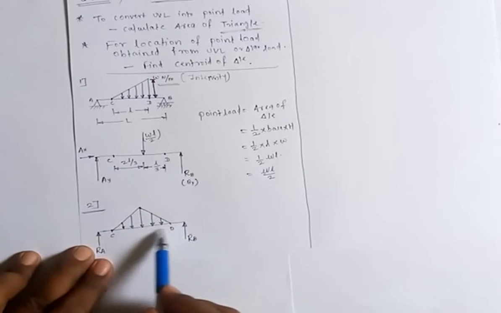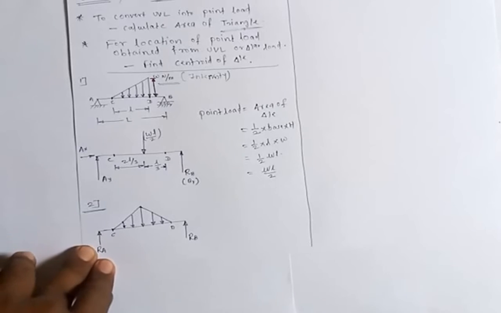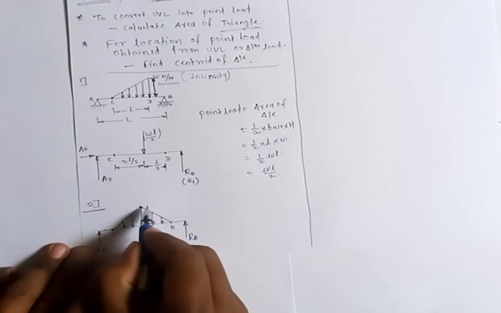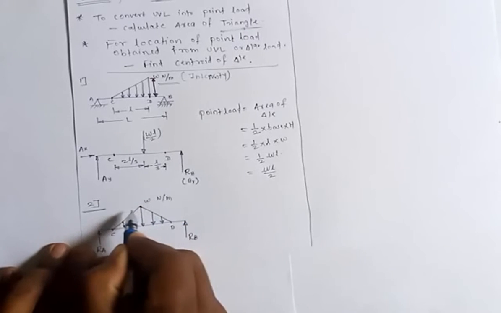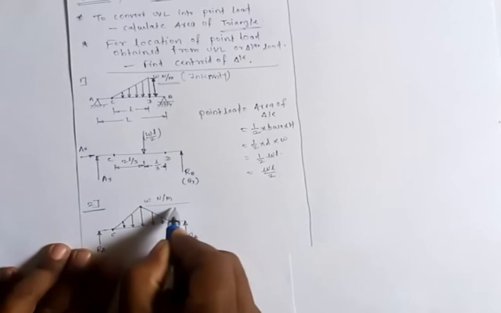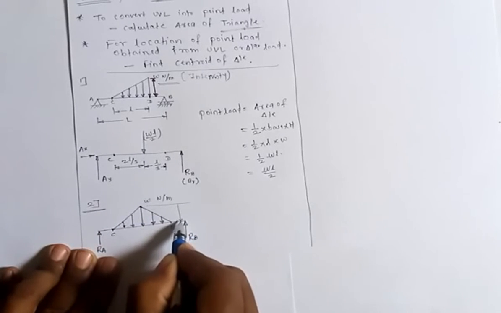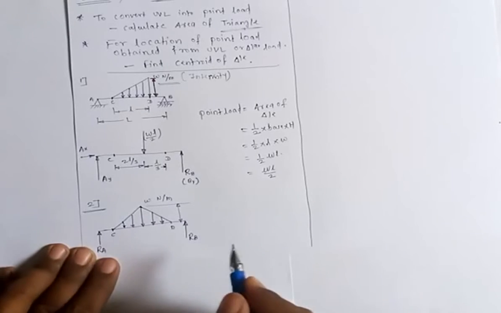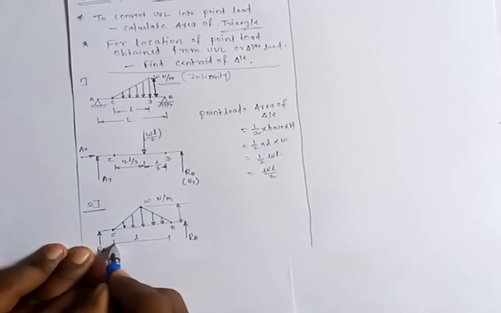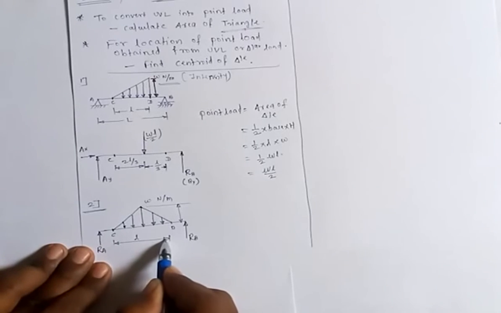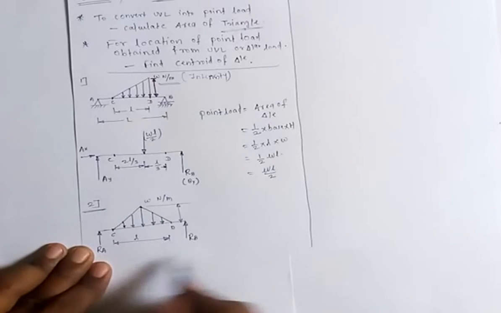So this is just like an isosceles triangle. We have to consider that this is W Newton per meter. This is nothing but the height of the triangle. And let the distance between C and D be small l once again, and as usual, the distance between RA and RB will be capital L.